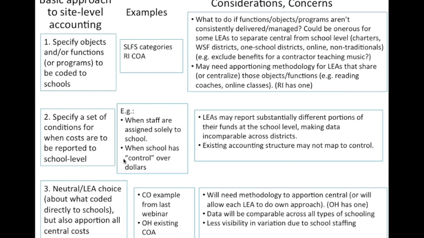I wish I could put both these in front of you, but remember, number one was the first approach: the SEA specifies objects or functions and says these are the only things we want to see coded to schools. And then number two was, well, it depends on some other condition. It's not a function or an object, but more like if the staff are solely assigned to a school, or if the school has control over the dollars. So there's a condition in place.